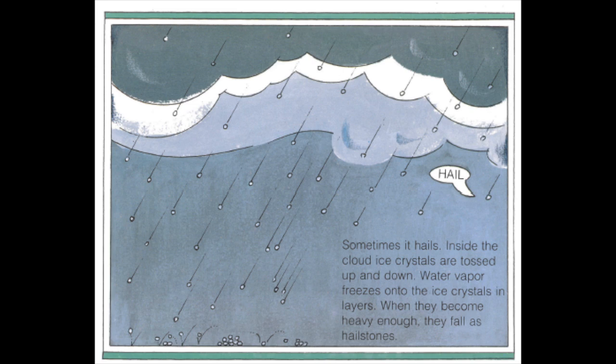Hail. Sometimes it hails. Inside the cloud, ice crystals are tossed up and down. Water vapor freezes onto the ice crystals in layers. When they become heavy enough, they fall as hailstones.